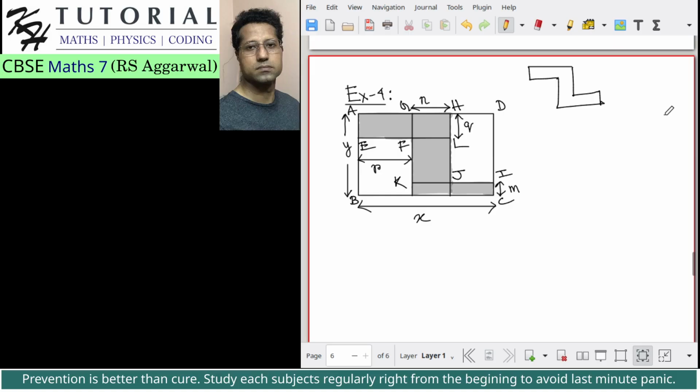Now, clearly, the initial step or method or the idea will be to divide the shaded region into, as you can see, 3 rectangles. 2 are horizontal and 1 is vertical, and they will have some overlapping areas.